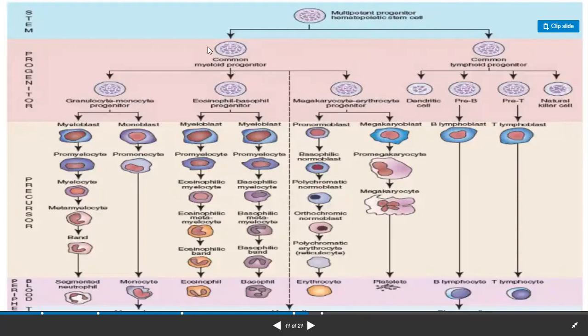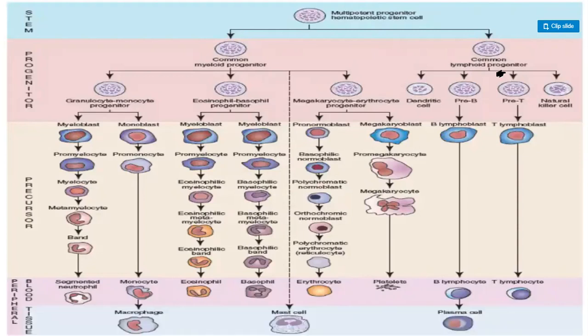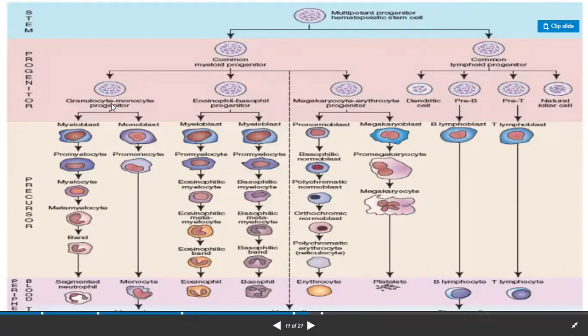So if anything happens to this myeloid lineage, we would have a problem with granulocyte and monocyte, a problem with eosinophil and basophil, a problem with platelets and erythrocytes. But we will not have a problem with lymphocytes, because lymphocytes are coming from a different line, a different multipotent progenitor cell. Then let's finish this side first.